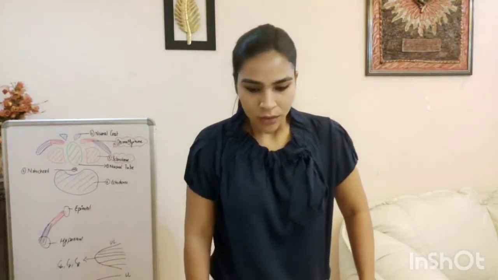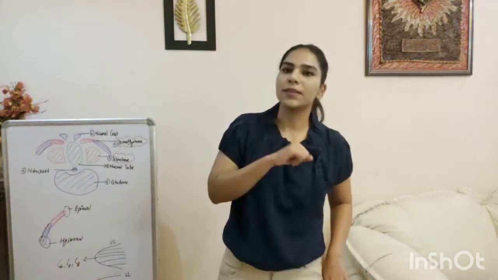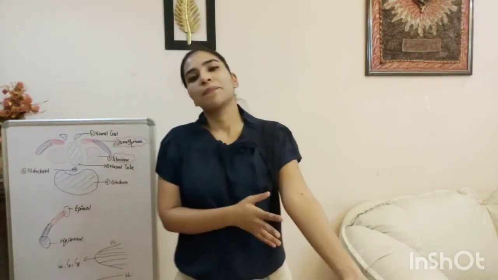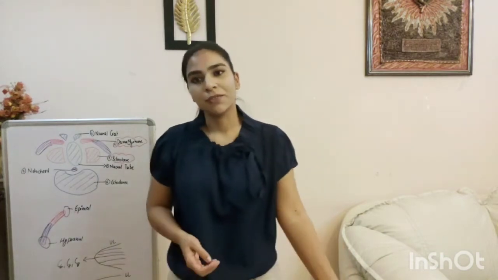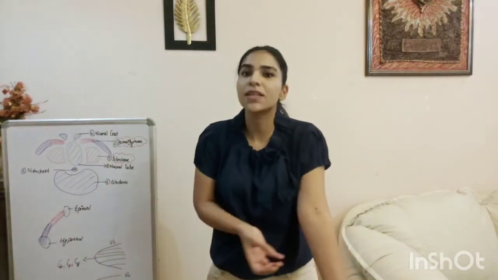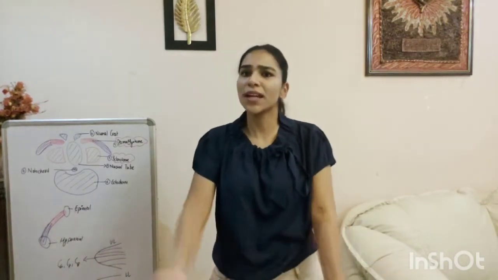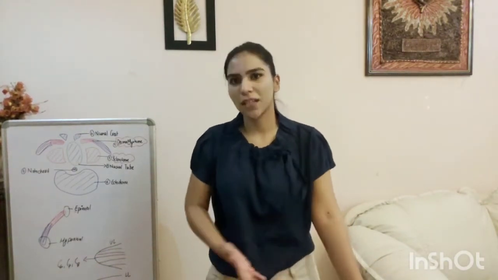In some cases, if in the development process the radius is not there, what will happen to the radial nerve? Sometimes this radial nerve is going to just end here. It is not getting its path. It will not win the race.